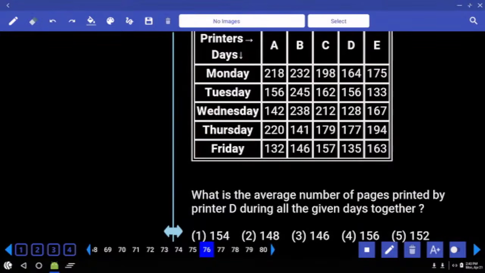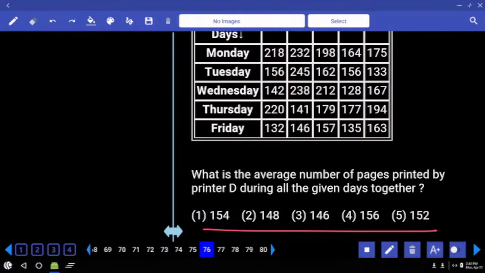What is average number of pages printed by printer D during all the given days together? Printer D. So for these numbers we have to calculate average. One way is add all the numbers and divide by 5, which I really don't like. I'll start with a benchmark. Look at options. All are close to 150. 150 is my benchmark.